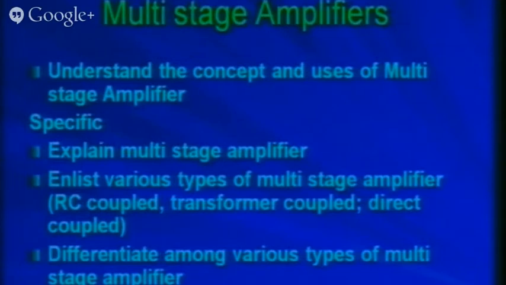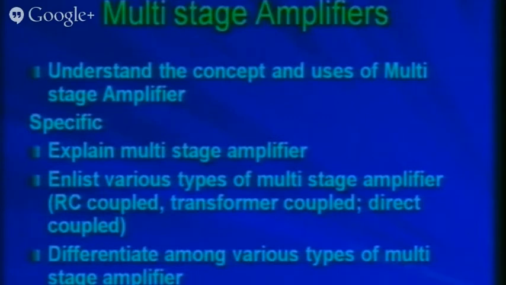So he is simply writing RC coupled, transformer coupled and direct coupled. But a higher level would be when he is able to make a comparison between or differentiate between the two. So differentiate among various types of multi-stage amplifier. This is the understanding level. Then explain gain of multi-stage amplifier. So here again this requires understanding.